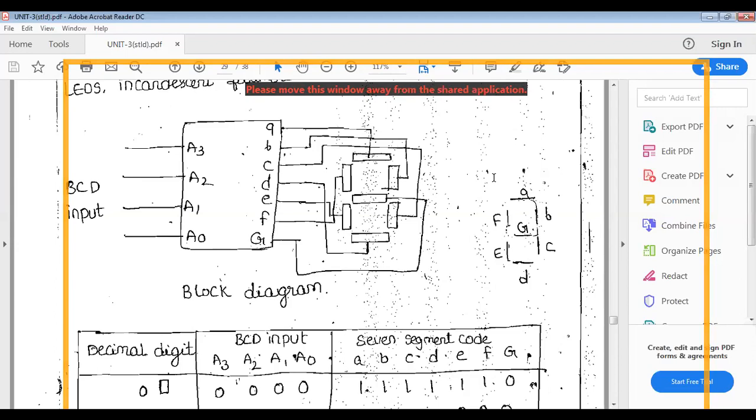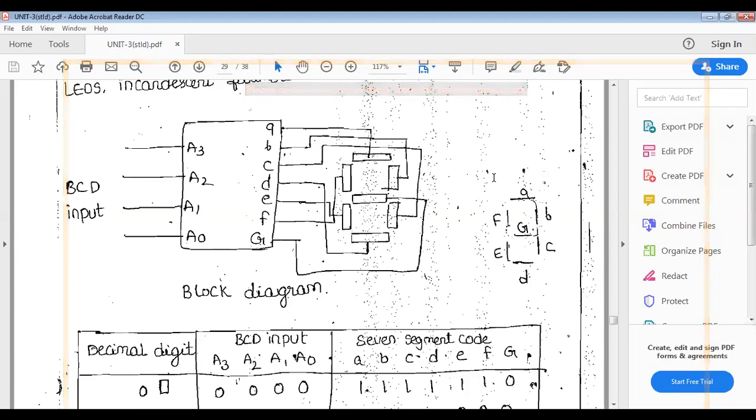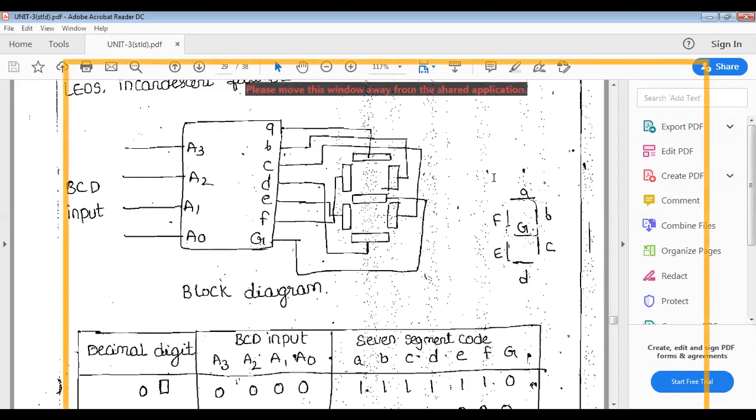If you need 3 digits, that means 3 7-segment decoders. Above 99 is nothing but 100. The decimal value I'm saying, the 100 is not binary, don't take it as a binary. It is 100. The 3 digits means you go for the 3 BCD 7-segment decoders.